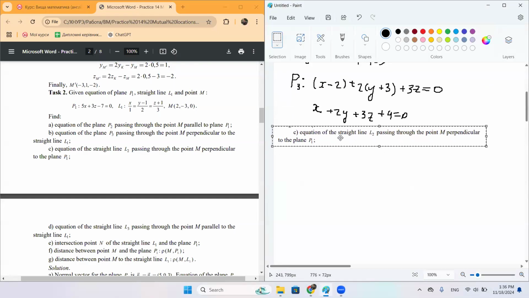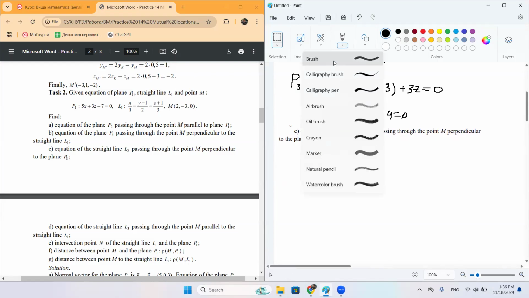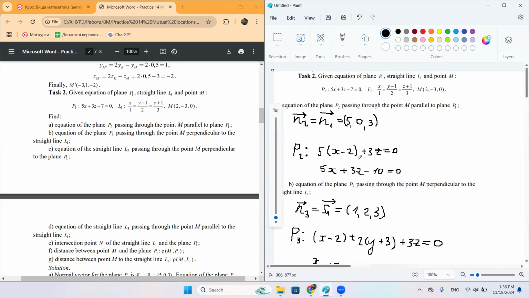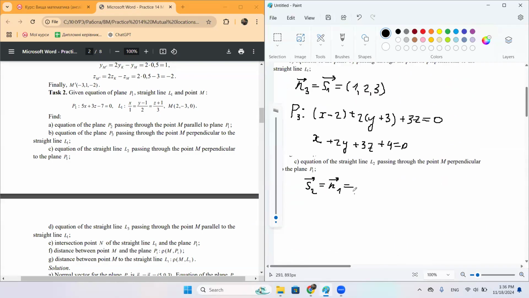Daniel, yeah? We can find the direction vector from plane P1, and we can substitute a point from M into this equation. Yeah, so the direction vector of L2 equals the normal vector of P1 because it's perpendicular. So it equals 5, 0, 3.